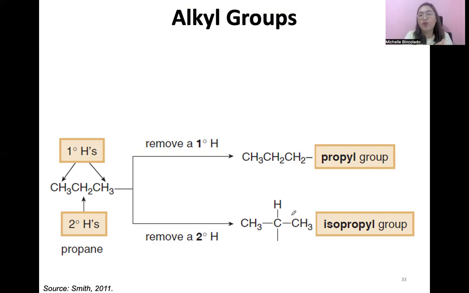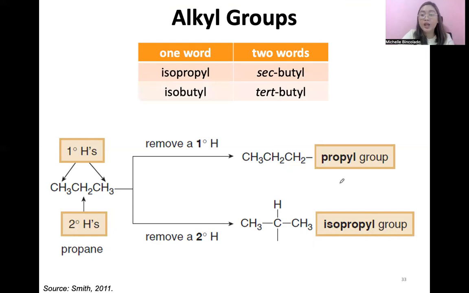quaternary. So even without us defining those terms, I'm sure you're familiar with primary. So the primary hydrogens, guys, are on our terminal carbons C1 and C3. If we remove one of the primary hydrogens, we end up with a propyl group. On the other hand, if you remove one of the secondary hydrogens of propane, you get an isopropyl group. Okay, so that is the origin of those two alkyl groups.